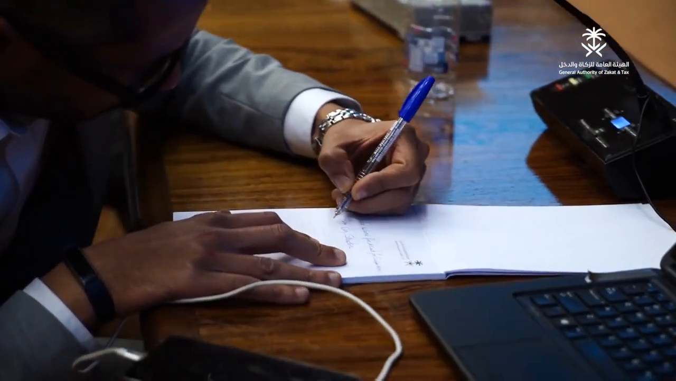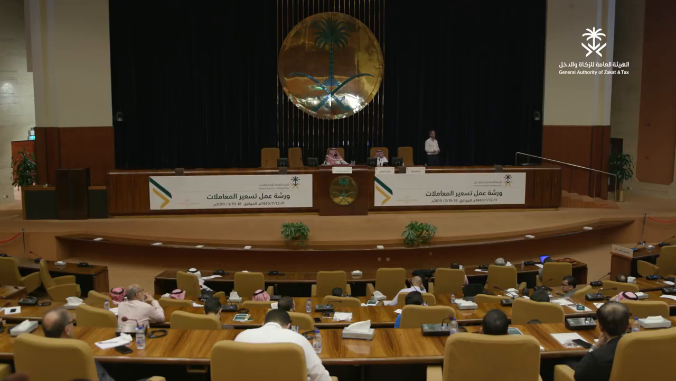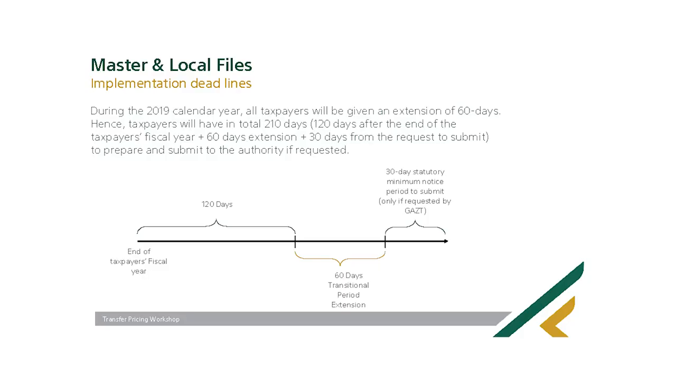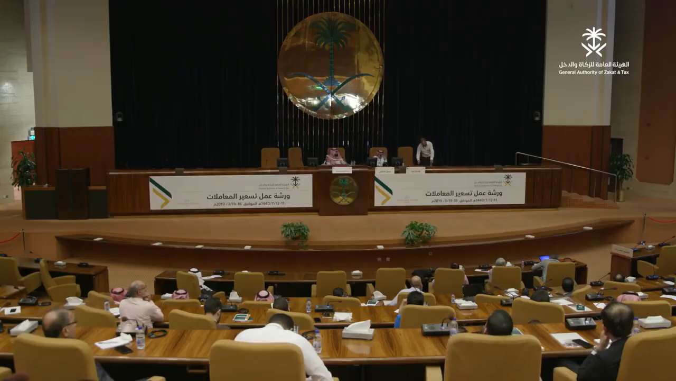Then it has to be a request from Gazette as well. If there's a request, you at least get 30 more days to finalize the master file and the local file. So in those cases where we are going to start an audit, then you need to start really finalizing it. But for all the rest, you always have the 180 days plus the 30. That's the minimum. Just to mention here, these 30 days are the minimum we will ask you to submit. It could go more than that, but not less than 30 days. Thank you.